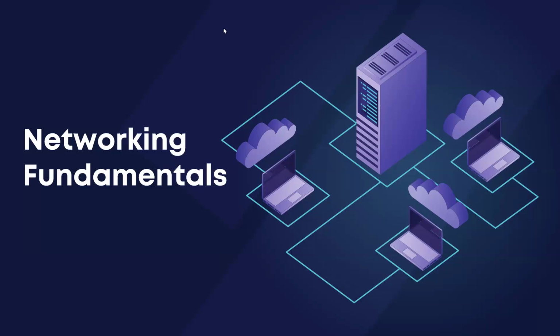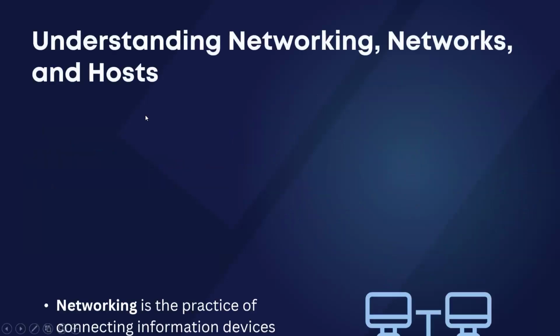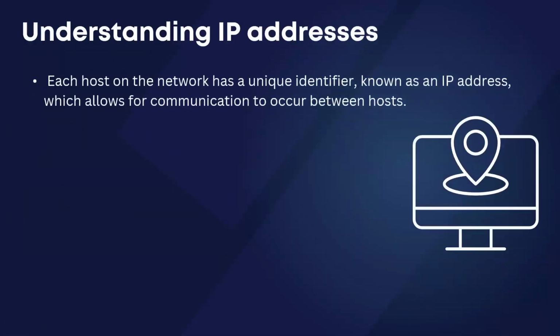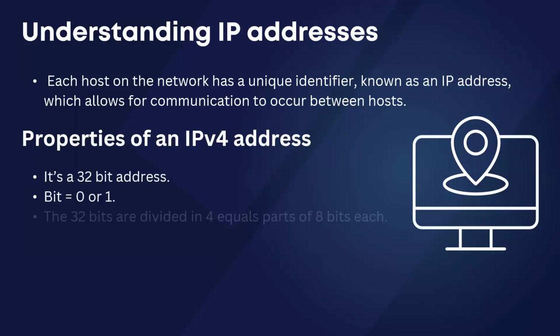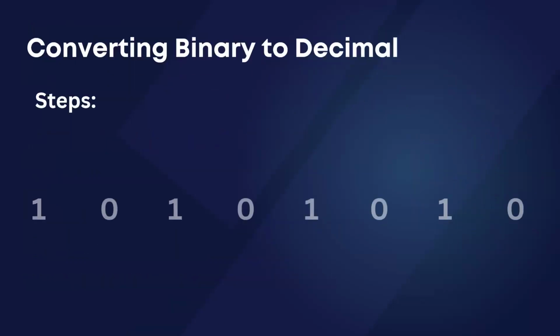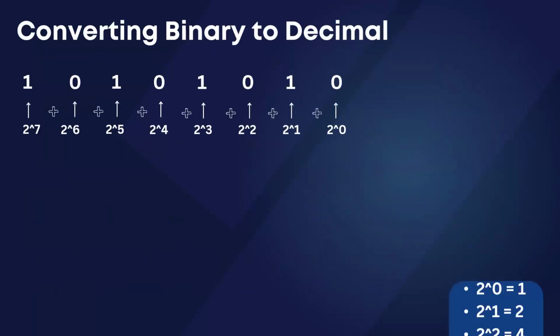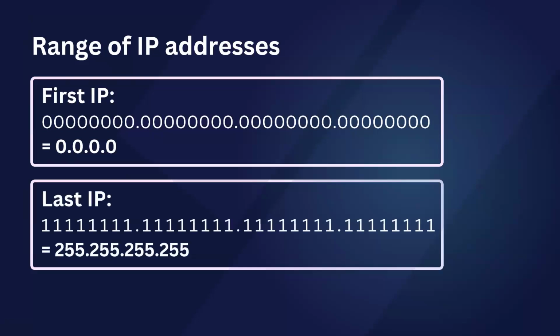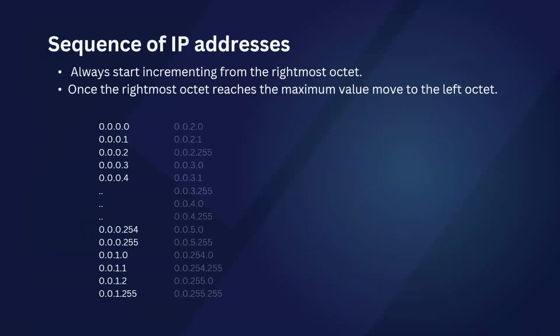So in the last session, guys, we were talking about the networking fundamentals. We've covered what basic IP addresses are, IPv4 addresses. We talked about what networks are, what hosts are. Then we tried understanding IPv4 addresses: what are the properties of IPv4 addresses, what is the range of IPv4 addresses, what's the first IP and what's the last IP, and then we talked about the sequence of IPs.